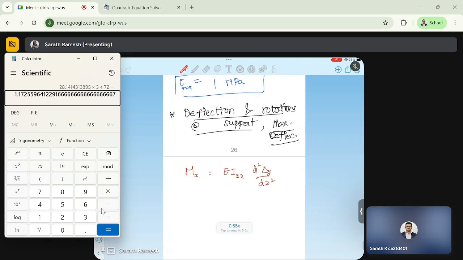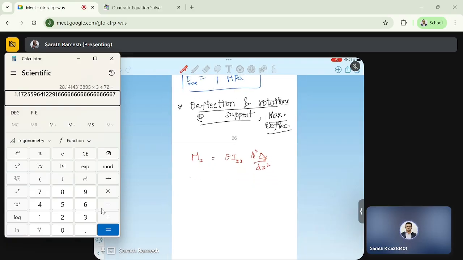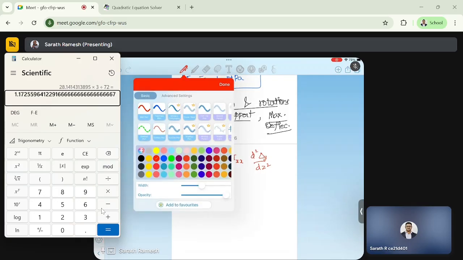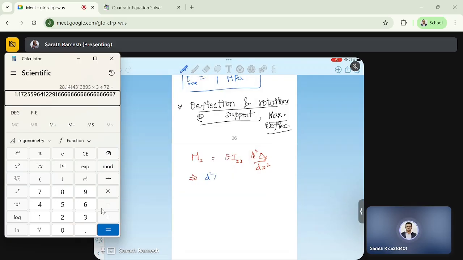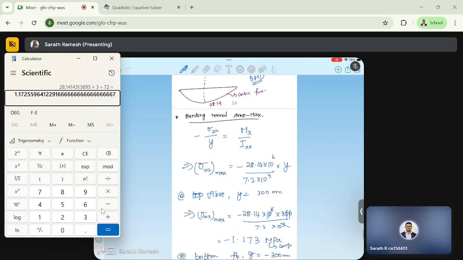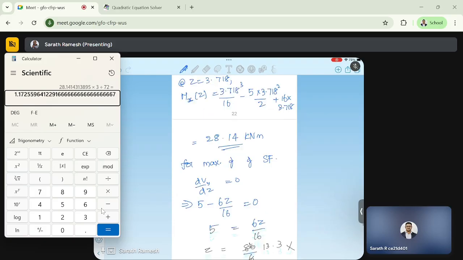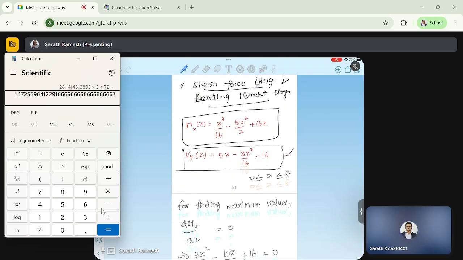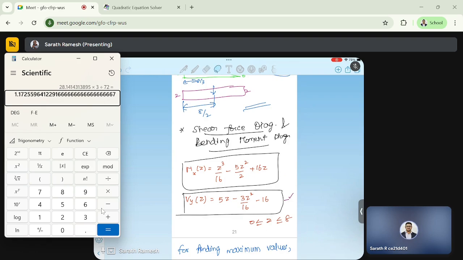Okay, right. So this implies d square delta y by dz square equal to Mx of z by EI xx. So this implies d square delta y by dz square equal to 1 by EI xx times Mx of z. What is the Mx of z? Mx of z is, here it is. Let's copy this.